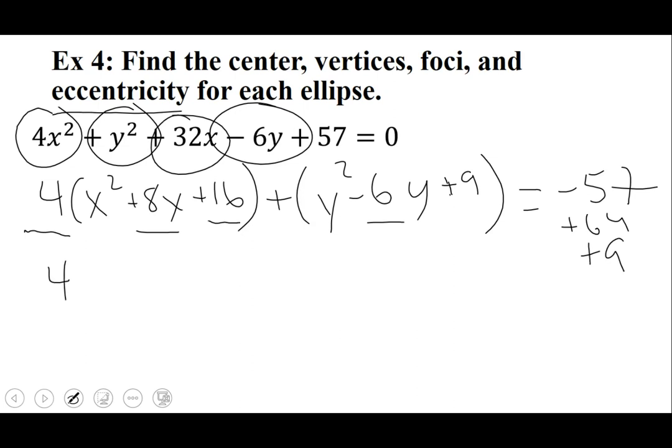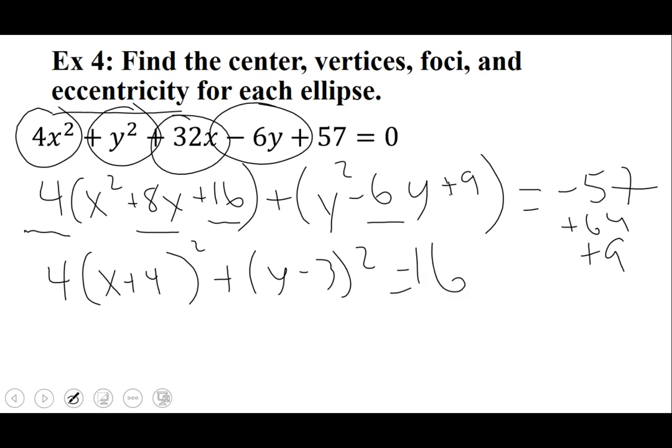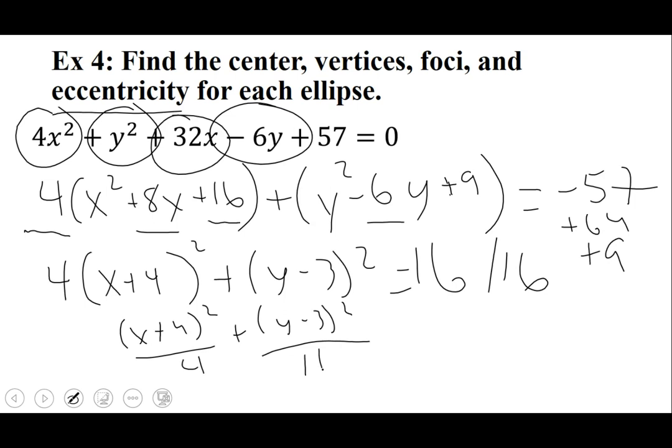So go ahead and take your 4, go ahead and rewrite this as a quantity squared, which is going to be x plus 4 squared plus y minus 3 squared. And then -57 plus 64 plus 9 gives you 16. Remember that this is no good in terms of answering questions, so I'm going to have to divide everything by 16. If I divide everything by 16, I'm going to get x plus 4 squared over 4. Then I'm going to get y minus 3 squared over 16, and that's going to give me equal to 1.